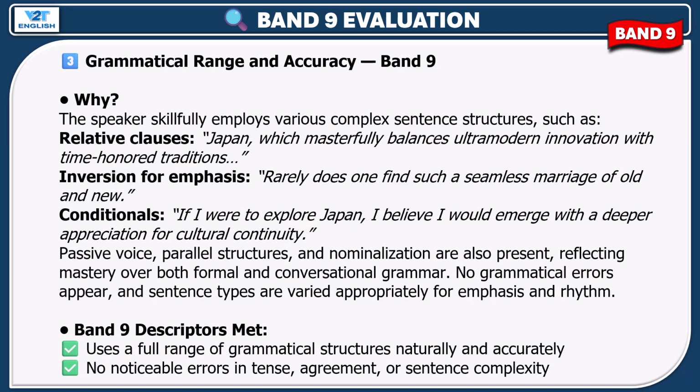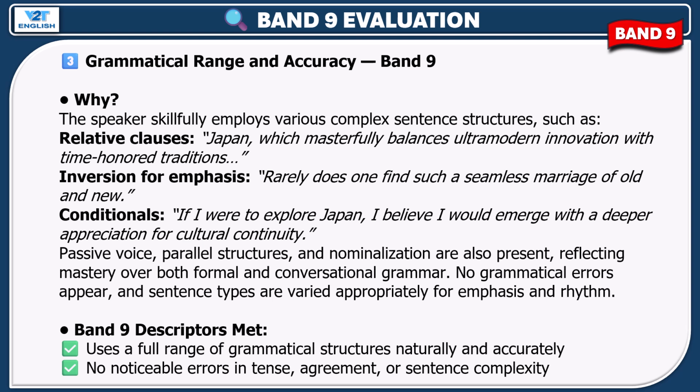3. Grammatical range and accuracy. Band 9. Why? The speaker skillfully employs various complex sentence structures, such as relative clauses: "Japan, which masterfully balances ultra-modern innovation with time-honored traditions." Inversion for emphasis: "Rarely does one find such a seamless marriage of old and new."